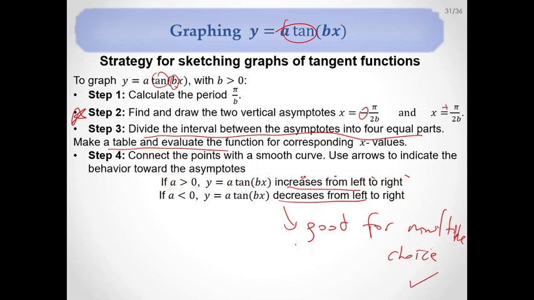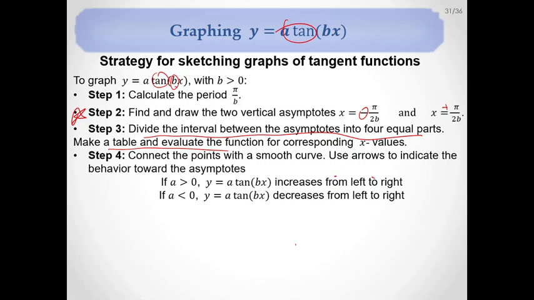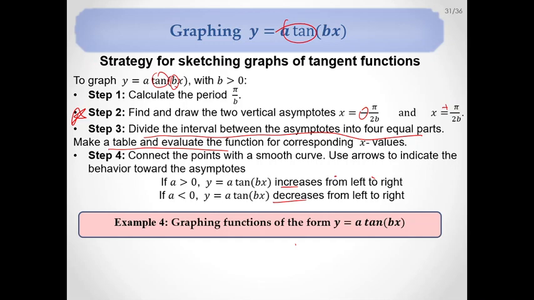But when making the table, we will see the behavior of the function, if it increases or decreases. But anyway, this is a shortcut information. Now let's look at the graph of this on this interval: -3 tangent 2x on the interval minus pi over 2 and pi over 2. Now let's do this example, and we will graph y equal to -3 tangent 2x on the interval minus pi over 2 and pi over 2.